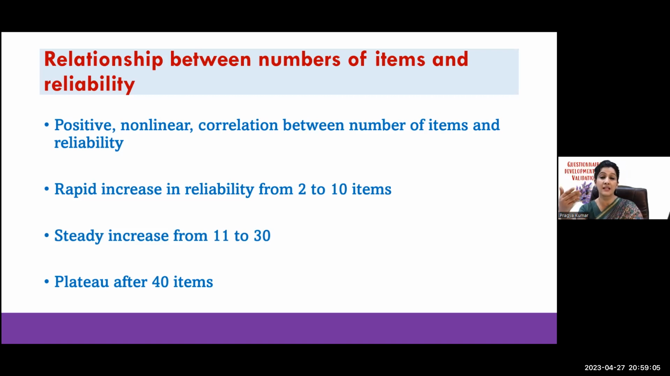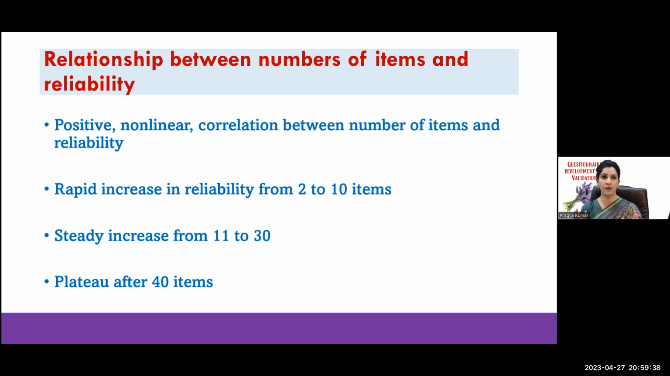That means your scale is reliable. So there is a positive but non-linear correlation between the number of items and reliability. If you increase the number of items from 2 to 10, there is a rapid increase in reliability. Then there is a steady increase from 11 to 30. And after 40, it is a kind of a plateau. So that's the relationship between the number of items and the reliability of the scale.